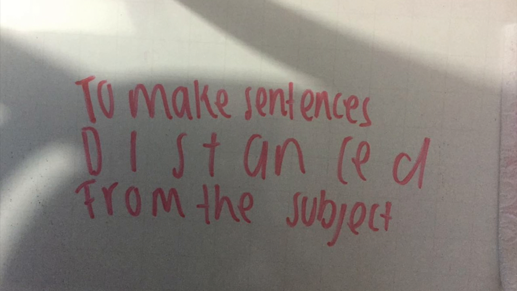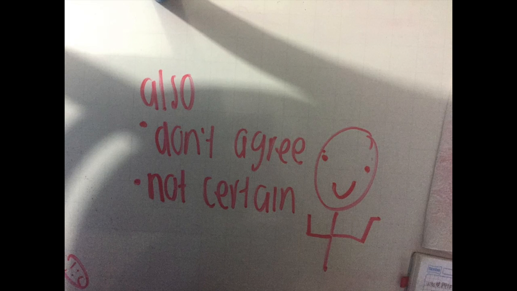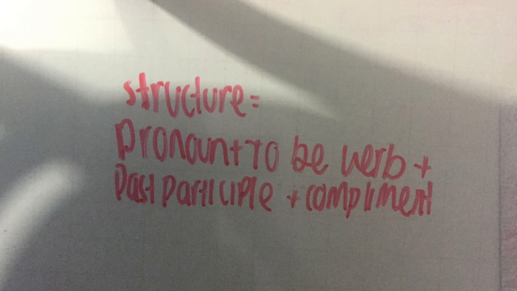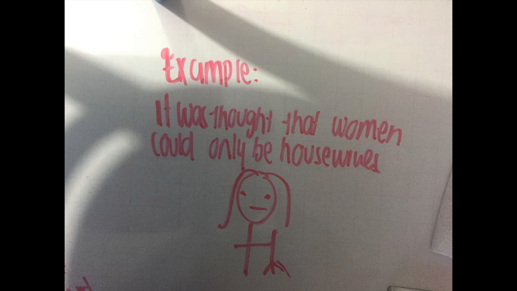Finally, passive can also be used to make a sentence distant from the subject in cases where we don't agree or we are not certain. Its structure is pronoun plus to be verb plus past participle plus complement. An example is: it was thought that women could only be housewives.